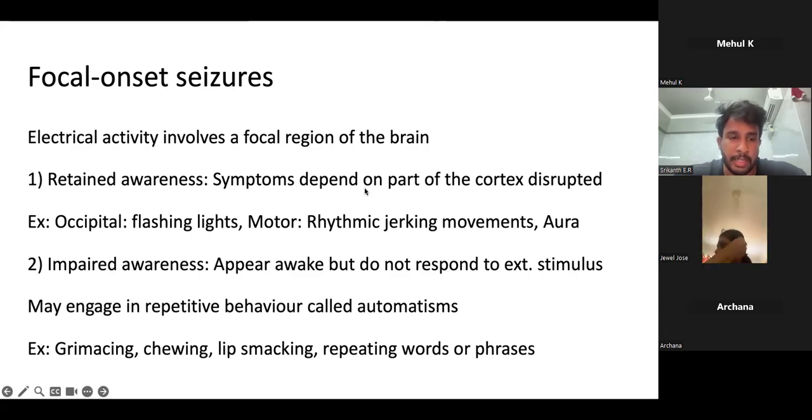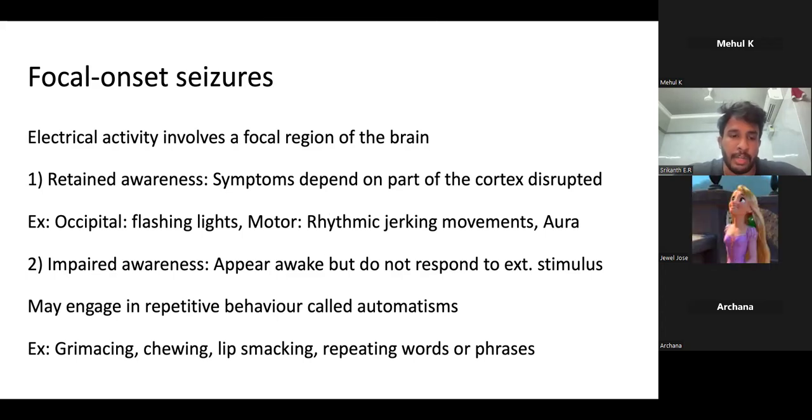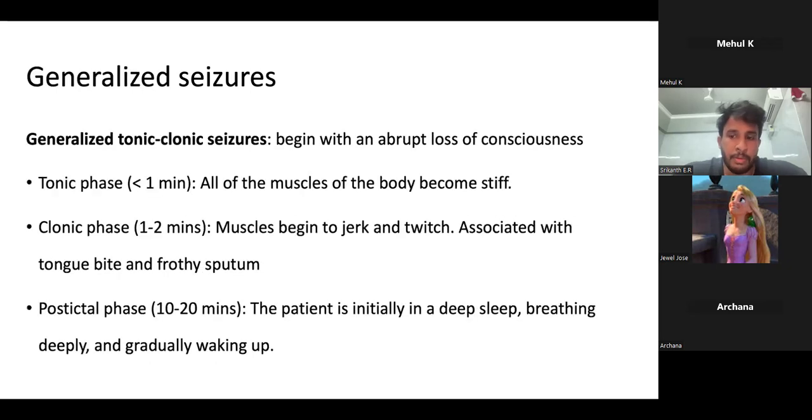So auras are basically focal seizures with retained awareness, whereas impaired awareness is when the patient is awake but does not respond to external stimulus. A typical example is automatism, when the patient will engage in repetitive stereotypical behaviors like grimacing, chewing, lip smacking. So there are oral automatisms and manual automatisms. So these differ based on which location of the brain is being involved. So what you need to understand is auras are basically focal seizures with retained awareness, and automatisms are focal seizures with impaired awareness. Now coming to generalized seizures.